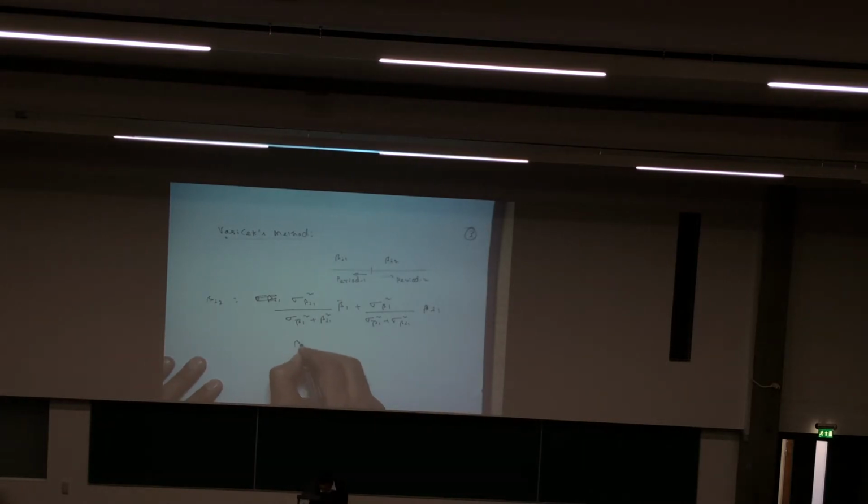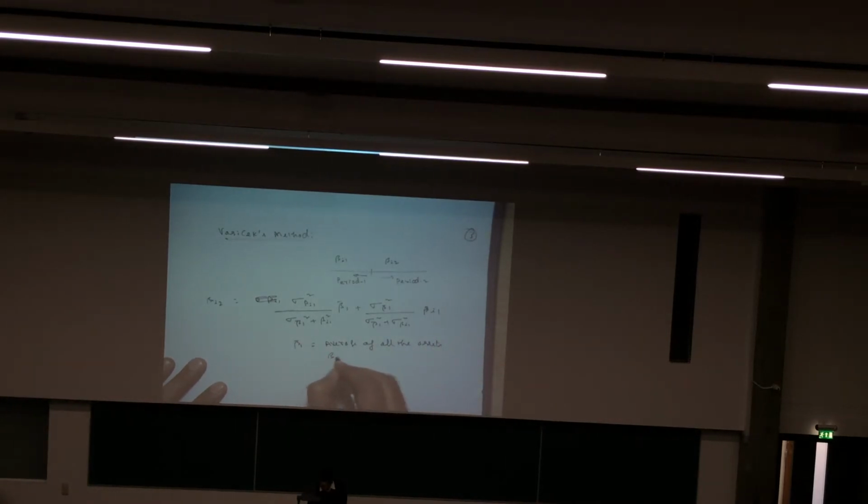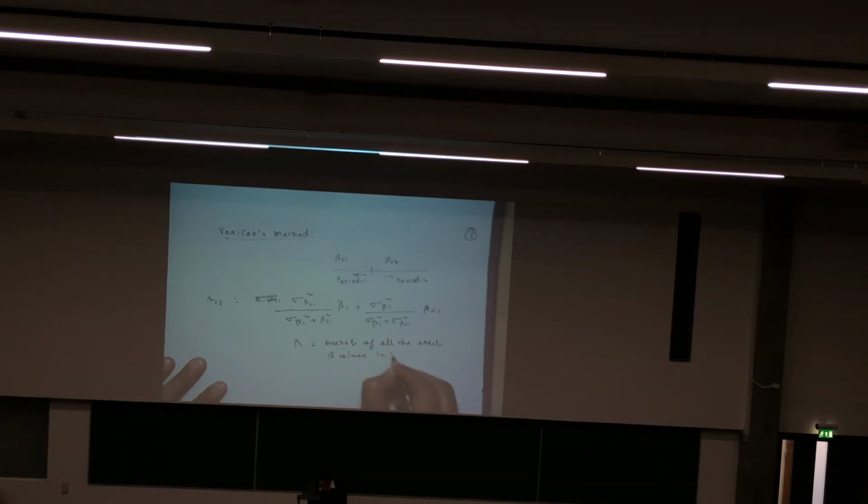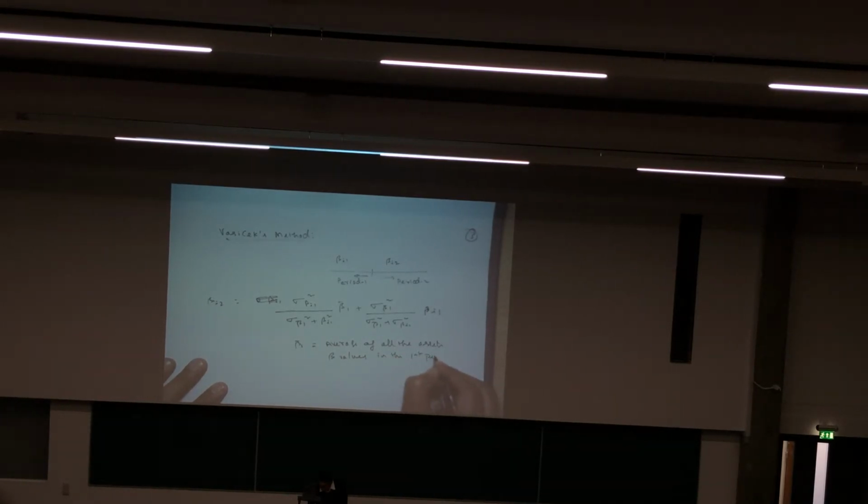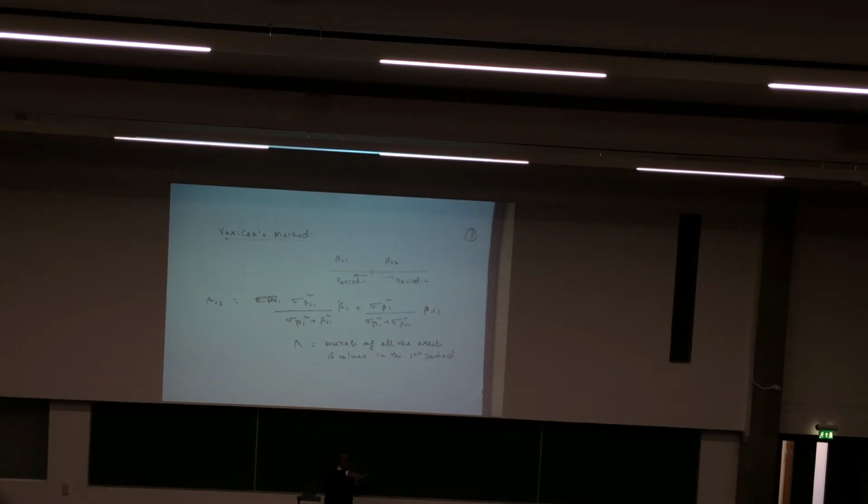So, beta bar 1 is nothing but the average of all the assets' beta values in the first period. Whenever you find a bar, that means actually average or mean. So beta bar 1 means in your portfolio, let us say you have 100 assets. Okay? Each asset has its own beta. Okay? And the average of those 100 betas you estimated in the first period is beta bar 1.